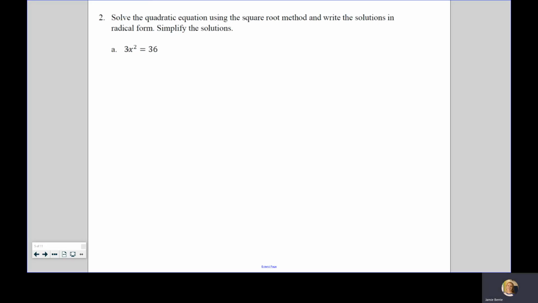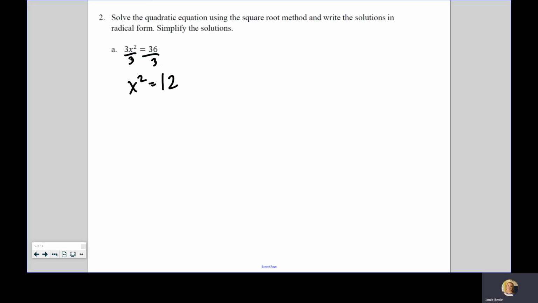All right, so part A is 3x squared equals 36. So you're trying to get the squared term by itself. Here it's the x squared, so divide by 3 so you can get that x squared by itself. 36 over 3 is what? That's 12.